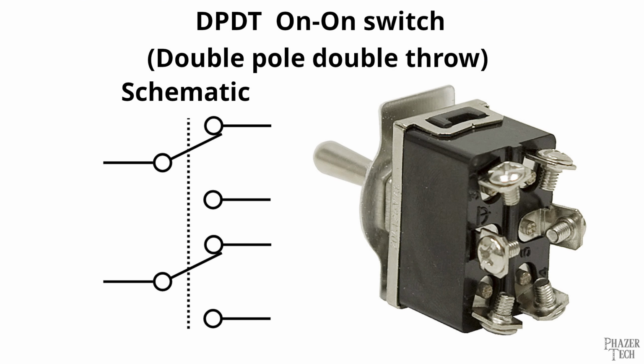Now, so far we've only discussed adding more throws to a switch, but what about adding more poles? Adding more poles is essentially the same as adding more switches which are independent from each other. For example, here we have a DPDT switch, which stands for double pole double throw. It's exactly like the SPDT switch I showed a minute ago, but now we have two of them, and both of these are controlled by a single switch.